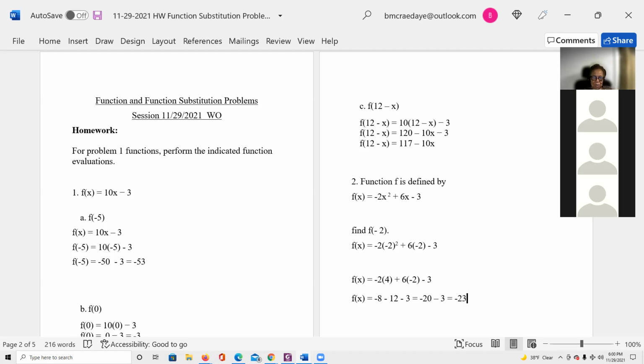Audrey, did you follow number 2? Yes. Did you get minus 23? Yes, I follow through with you. Okay, wherever you had an X, you put a minus 2, right? So you put a minus 2 here.